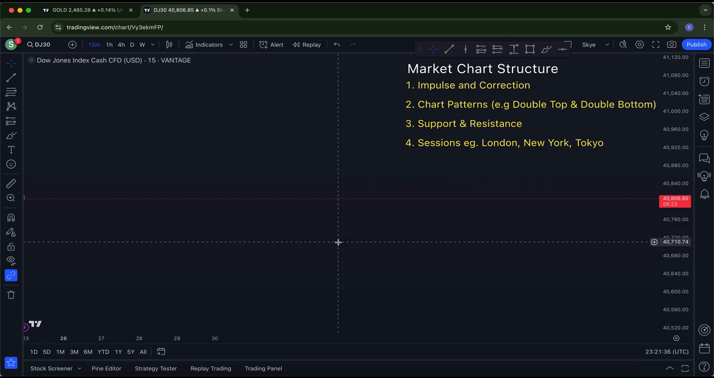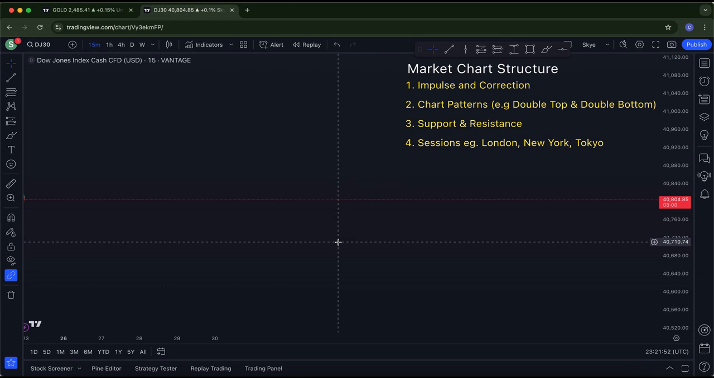Today we'll be covering the fundamental building blocks of Forex trading. We will discuss market chart structure including impulse and correction, chart patterns, support and resistance, and also trading sessions.